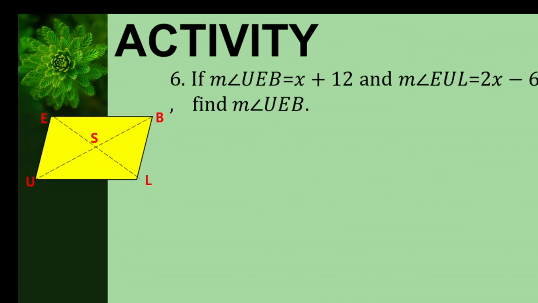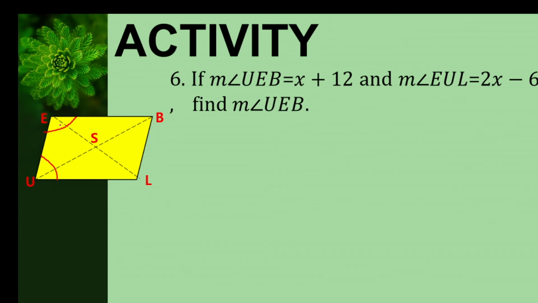Number 6. If measure of angle UEB is equal to x plus 12 and measure of angle EUL is equal to 2x minus 6, find the measure of angle UEB. We need to identify what part of the parallelogram are the given angles. So as you can see, angle UEB is here and angle EUL is here. Therefore, the two angles are said to be consecutive.